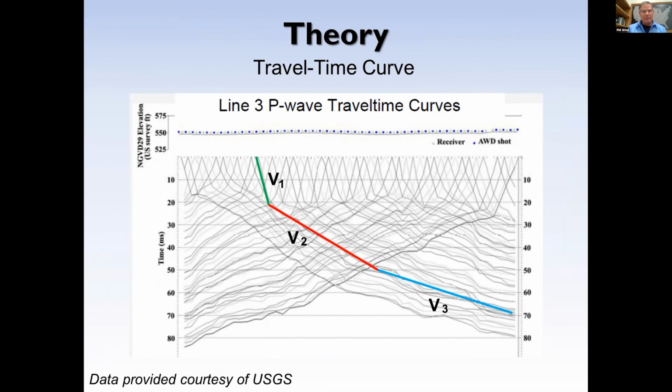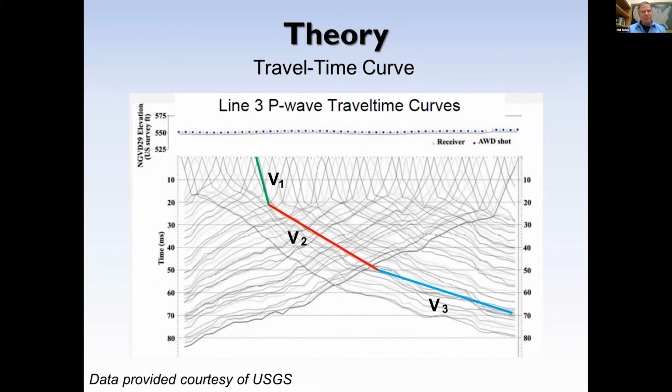This is an example from a friend of mine, Mike, at the USGS, where he has about 18 shots across this line, and he's got the pick of the first leg, V1, the second leg, V2, and the third leg, V3. And yes, that is the term we use for it, legs. And you go through all of this picking and you create this travel time curve.